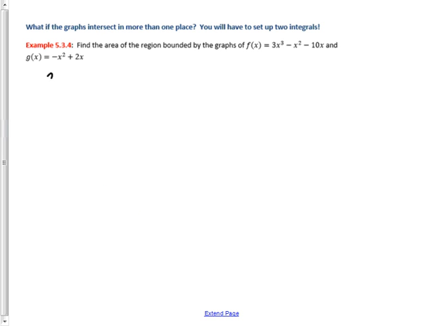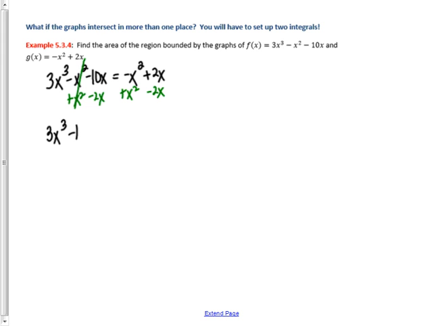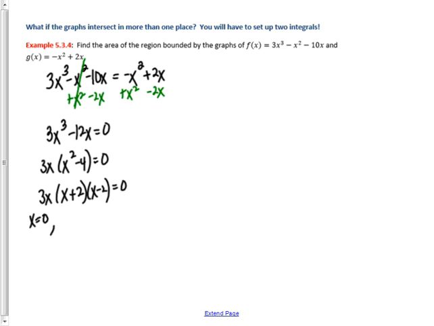Alright, so the first thing is to set them equal to find out where you're integrating. Okay. Alright, so if I take everything that way, I'm going to add the x squared. So those cancel, and I'm going to subtract the 2x. So I end up with 3x cubed minus 12x equals 0. Take out a 3x. And then I can keep factoring it. Difference of squares. So I get x is 0, x is -2, and x is 2.